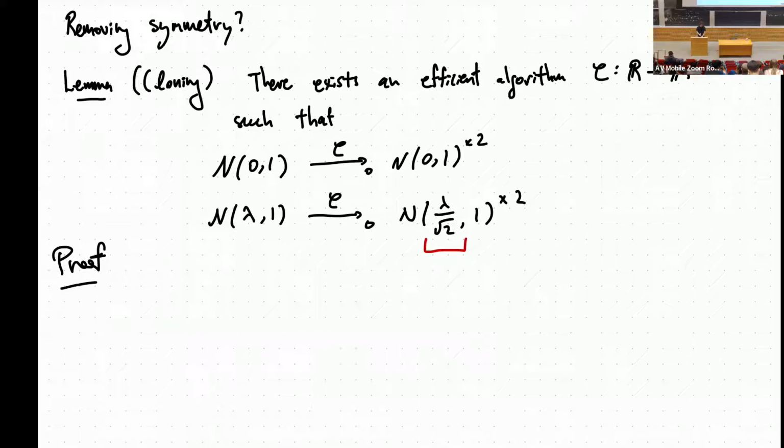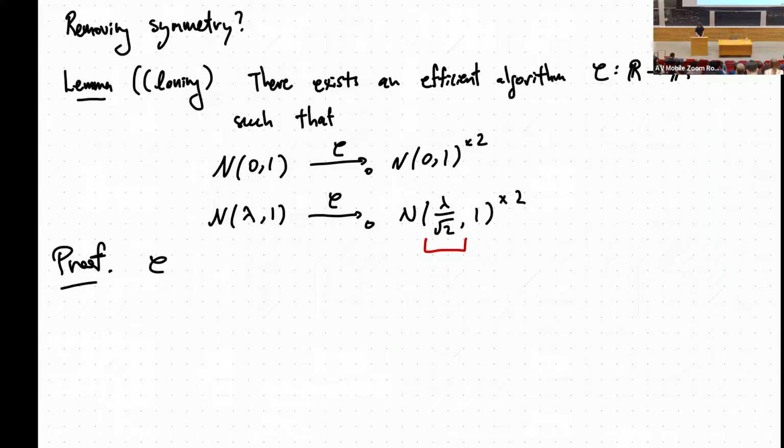All right, so why is this going to help us to remove the symmetry? Well, we have a matrix where only the upper triangle is meaningful, so we can map that to the Gaussian problem. And then we can just clone it and get 2 triangles. And so one of them will be the lower triangle, one will be the upper triangle. All right, so what's the proof of this cloning lemma?